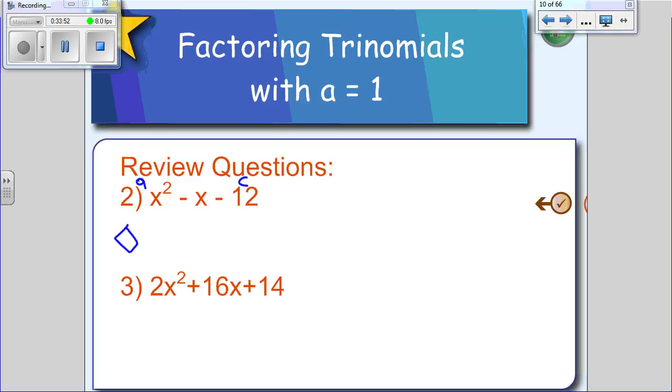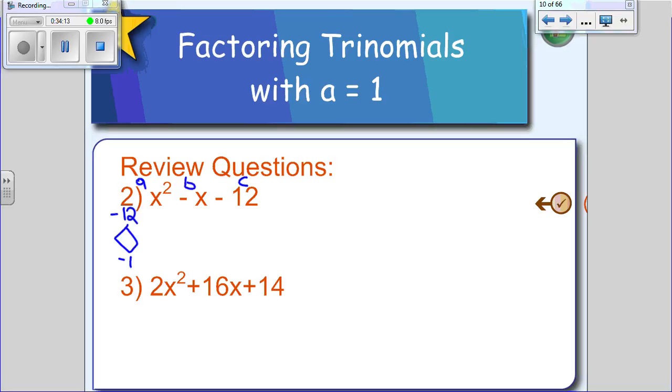The bottom of the diamond is always your B value. In this case, the B is negative 1. The sides of the diamond: two numbers that multiply to be negative 12 and add to be negative 1. This can be a little bit of a harder one.